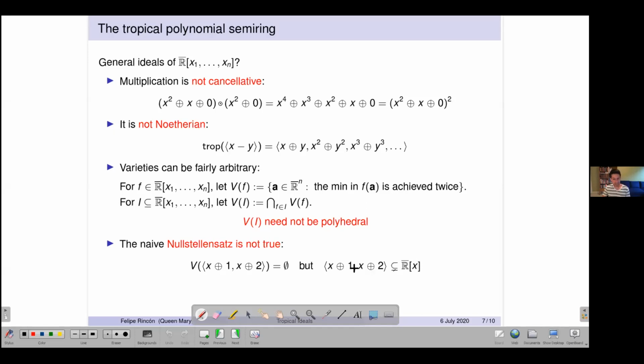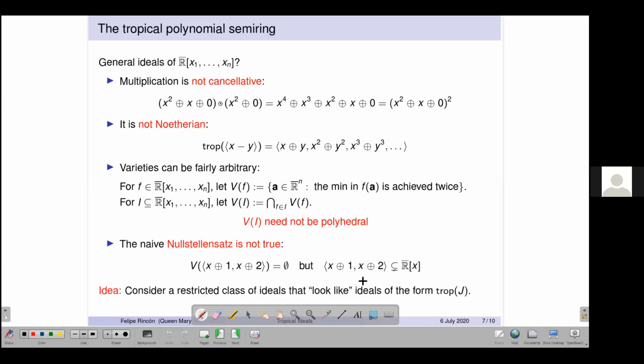Why is this ideal not the full polynomial semiring? Because any possible multiple of these two is going to have the x there. Remember, you cannot have cancellation here. So any polynomial combination of these two always has some x somewhere. Classically, you could take the difference of these two and cancel out the x, but tropically, you cannot do that. So these are problems that happen.